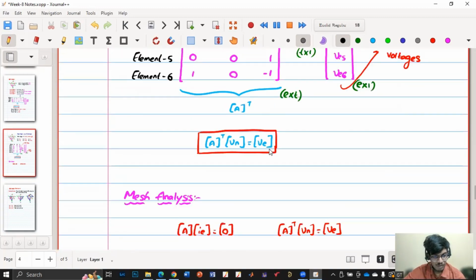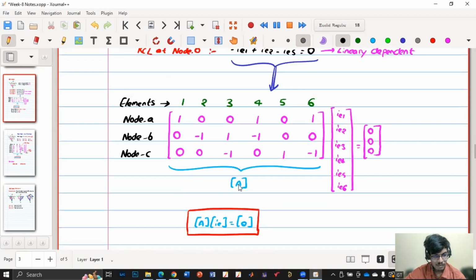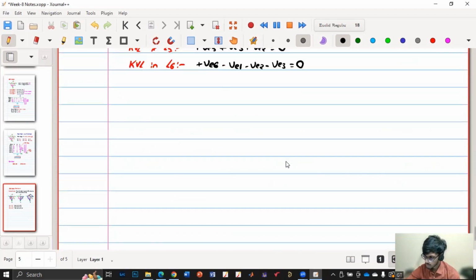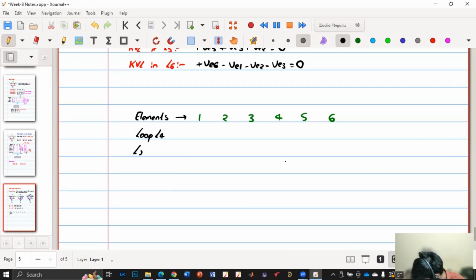Now, whatever same thing we have done here, we'll do the same thing. We'll write everything in matrix format. So first we'll be considering elements. The elements are 1, 2, 3, 4, 5, and 6. And here we have loop L4, then loop L5, then loop L6.